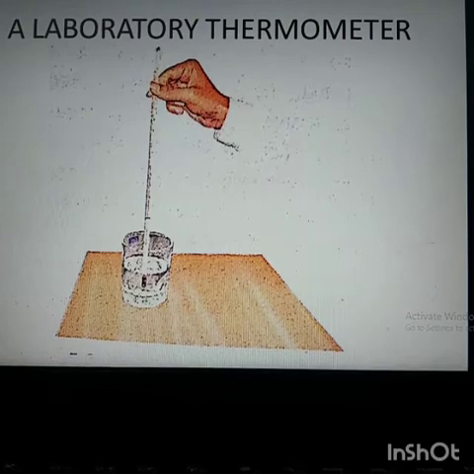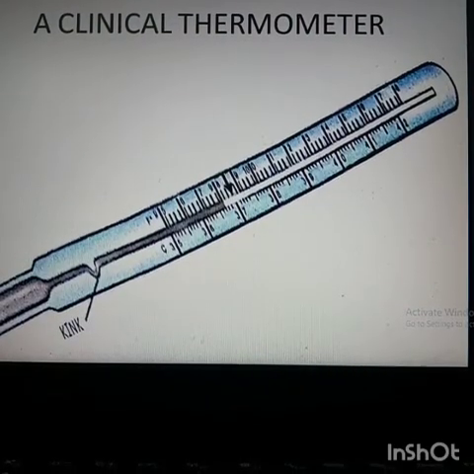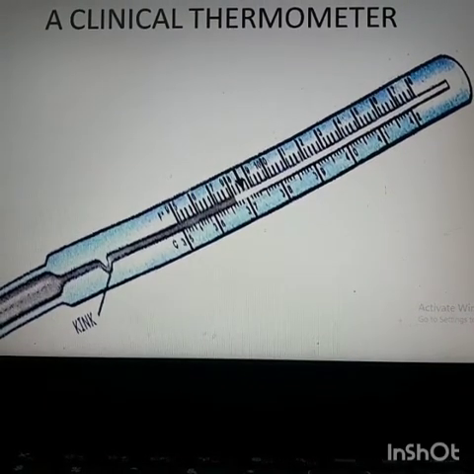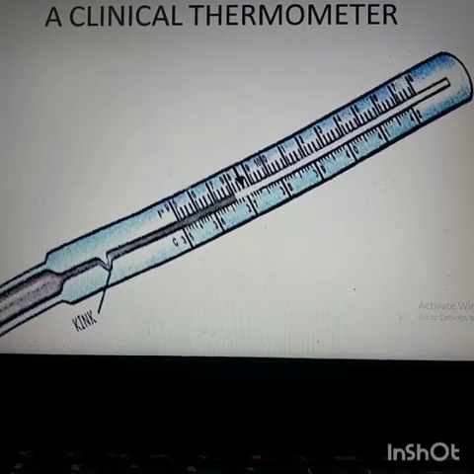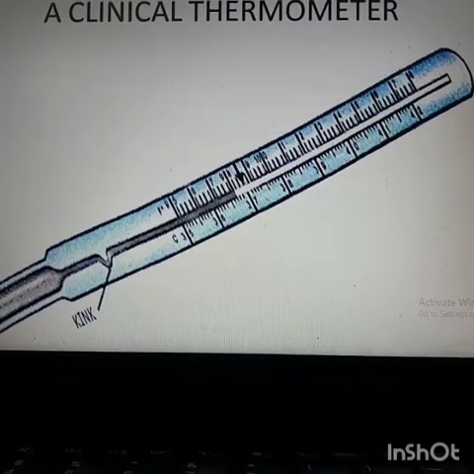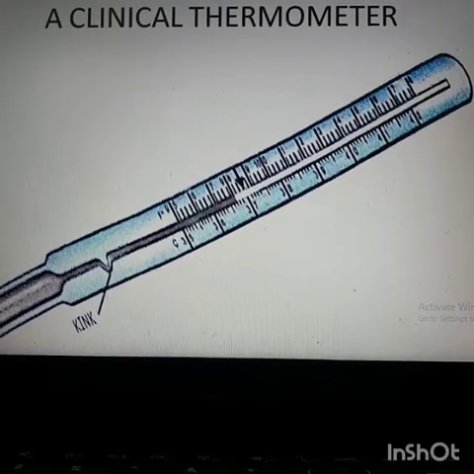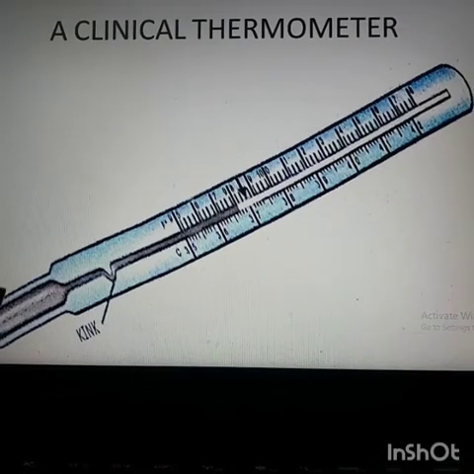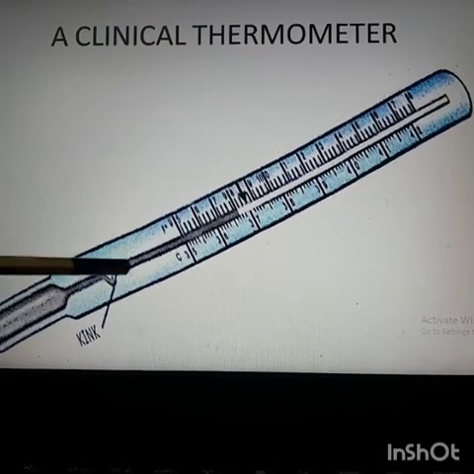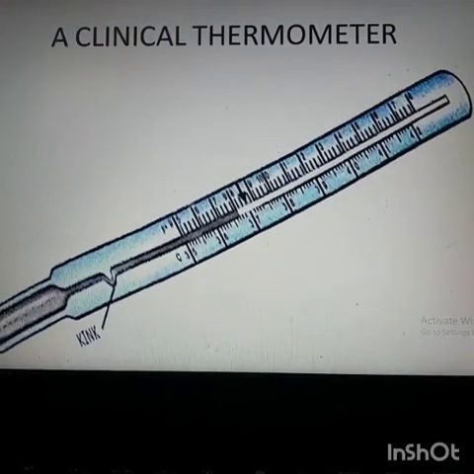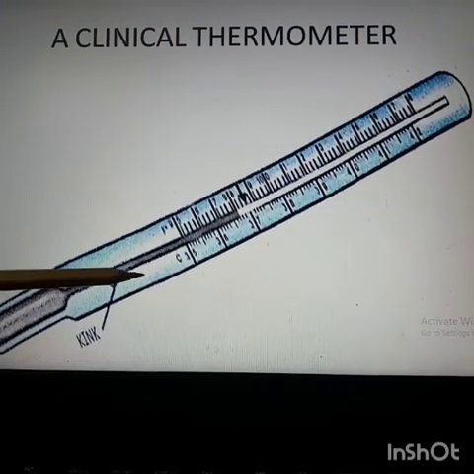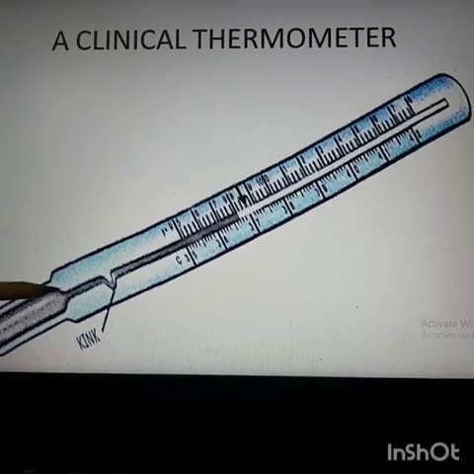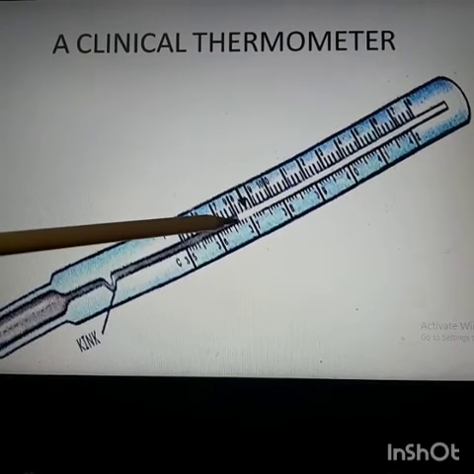Another thermometer is the clinical thermometer, which the doctor uses to measure the temperature of our body. I'll explain this thermometer. This thermometer has a bulb. This bulb consists of mercury and it has a stem in which the mercury rises if the temperature increases. The mercury rises. In this diagram we can see that mercury is here.